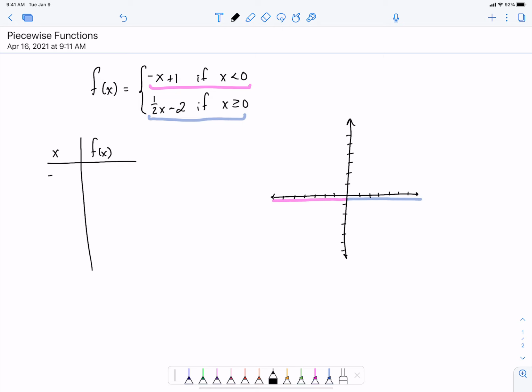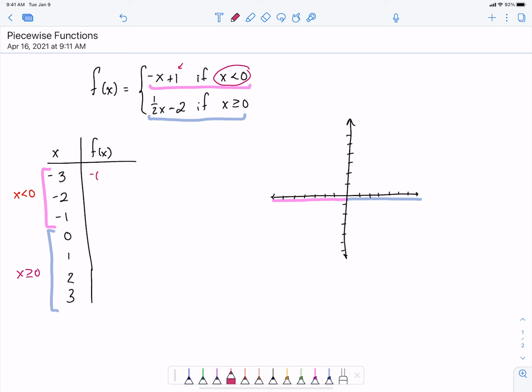I like to plug in things like -2, -3, 0, 1, 2, 3, to get a good sense of what's going on. And I also tried to pick an equal amount of points from the part of our domain that is less than 0 and from the part of our domain that is greater than or equal to 0. So when we're plugging in things like -3, that's going in this first function because we use this anytime x is less than 0.